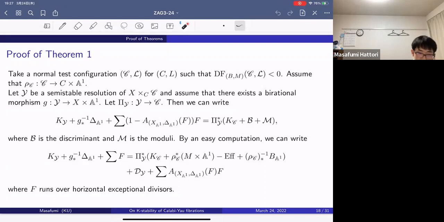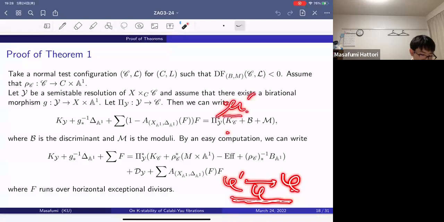And by an easy computation, we can write as follows, where F runs over horizontal exceptional divisors. So since the theorem of Ambro and Fujino-Gongyo, by taking a good resolution, M prime the moduli minus rho C tilde, rho C prime, product M times A1 is anti-effective by the negativity lemma.